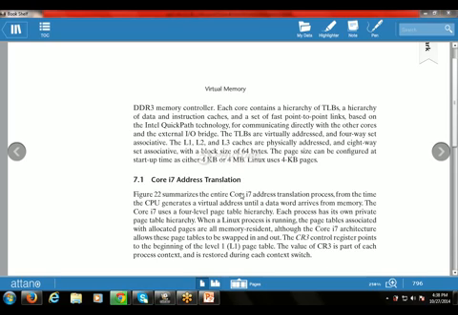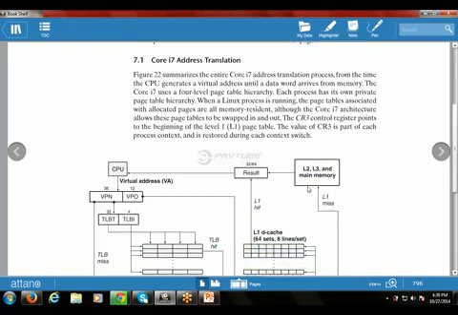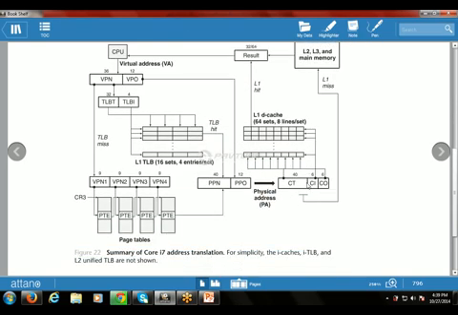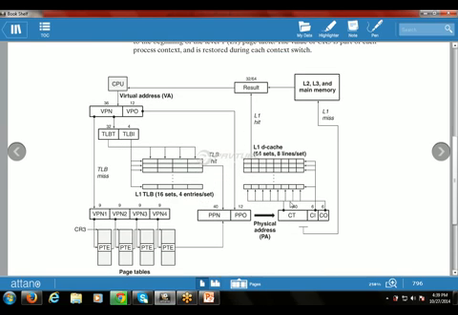Then next is the Core i7 address translation. That is how address translation is done in the Core i7, that is the i7 processor. This is the way address translation is done in the Core i7. Figure 22 summarizes the entire Core i7 address translation. This is Figure 22 that explains how i7 address translation is performed.